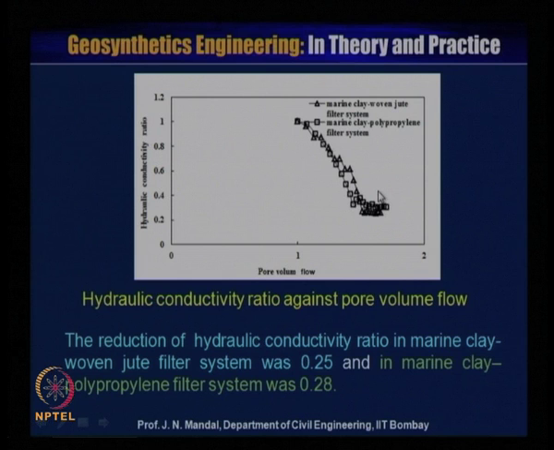So, from this data you can draw this diagram of pore volume, because for the different hydraulic conductivity ratio, what will be the pore volume flow. So, the reduction of the hydraulic conductivity ratio in the marine clay oven jute geotextile system was 0.25 here for the marine clay, you can see 0.25, and in the marine clay polypropylene filter system it is 0.28.